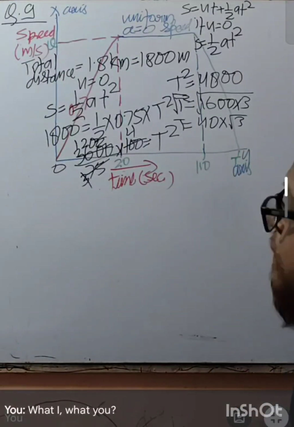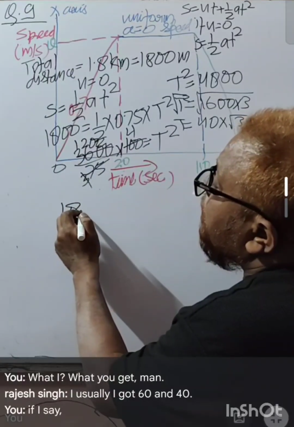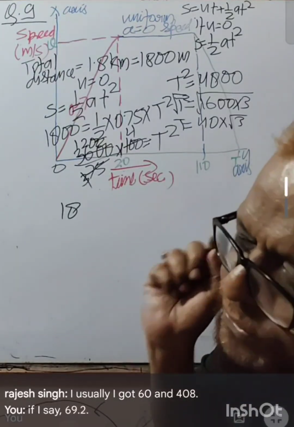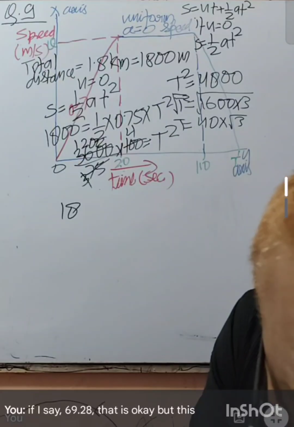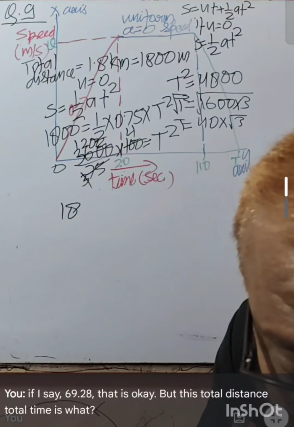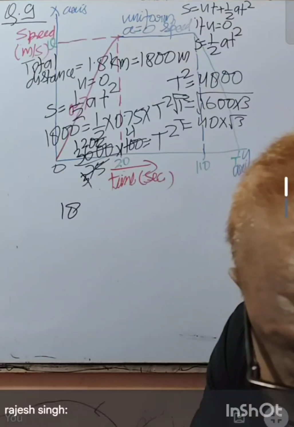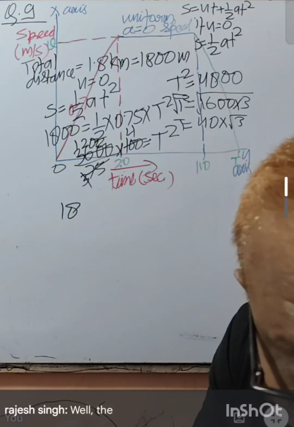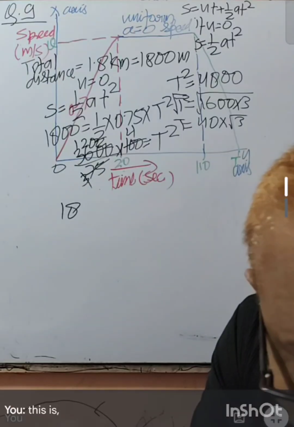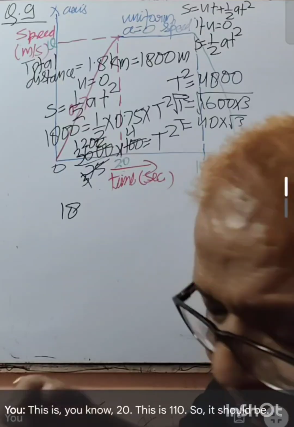What do you get, man? If I use a calculator, I got 69.28. 69.28, that is okay. But this total time is what? This is 20. This is 110. So it should be greater than that.